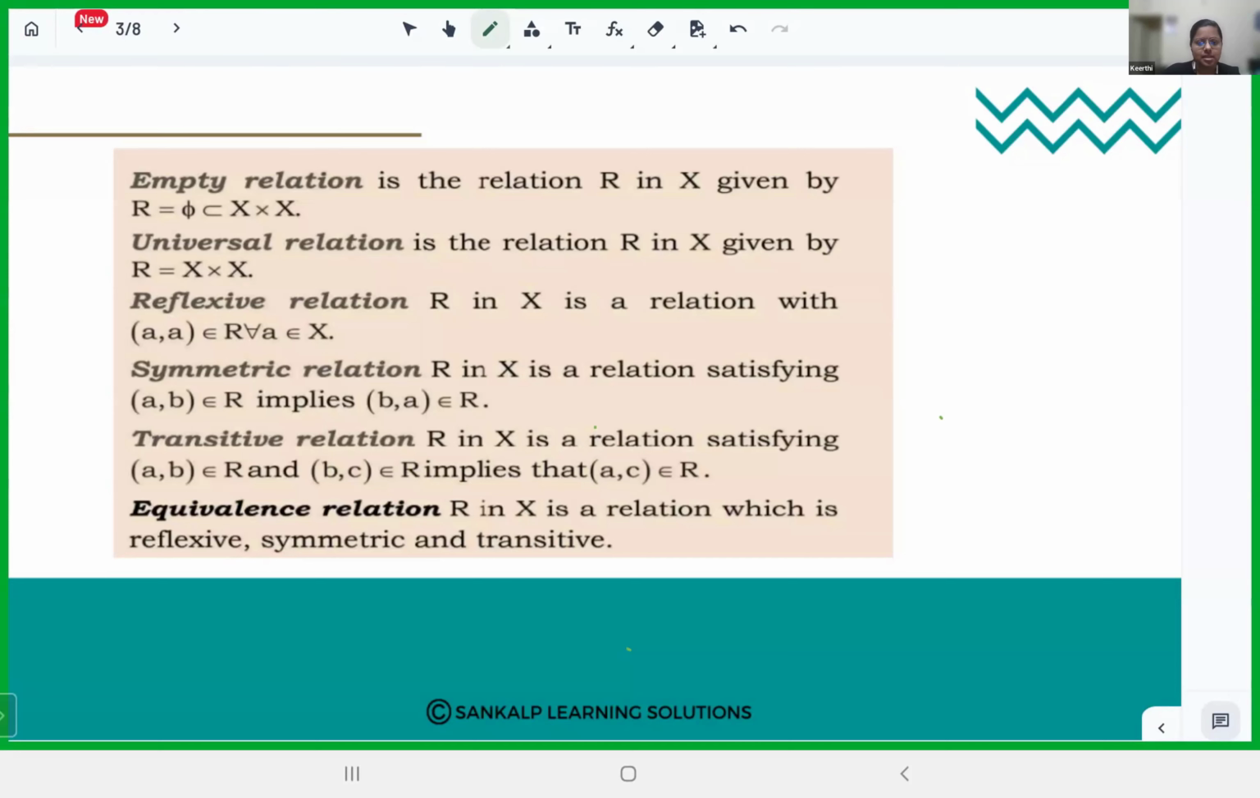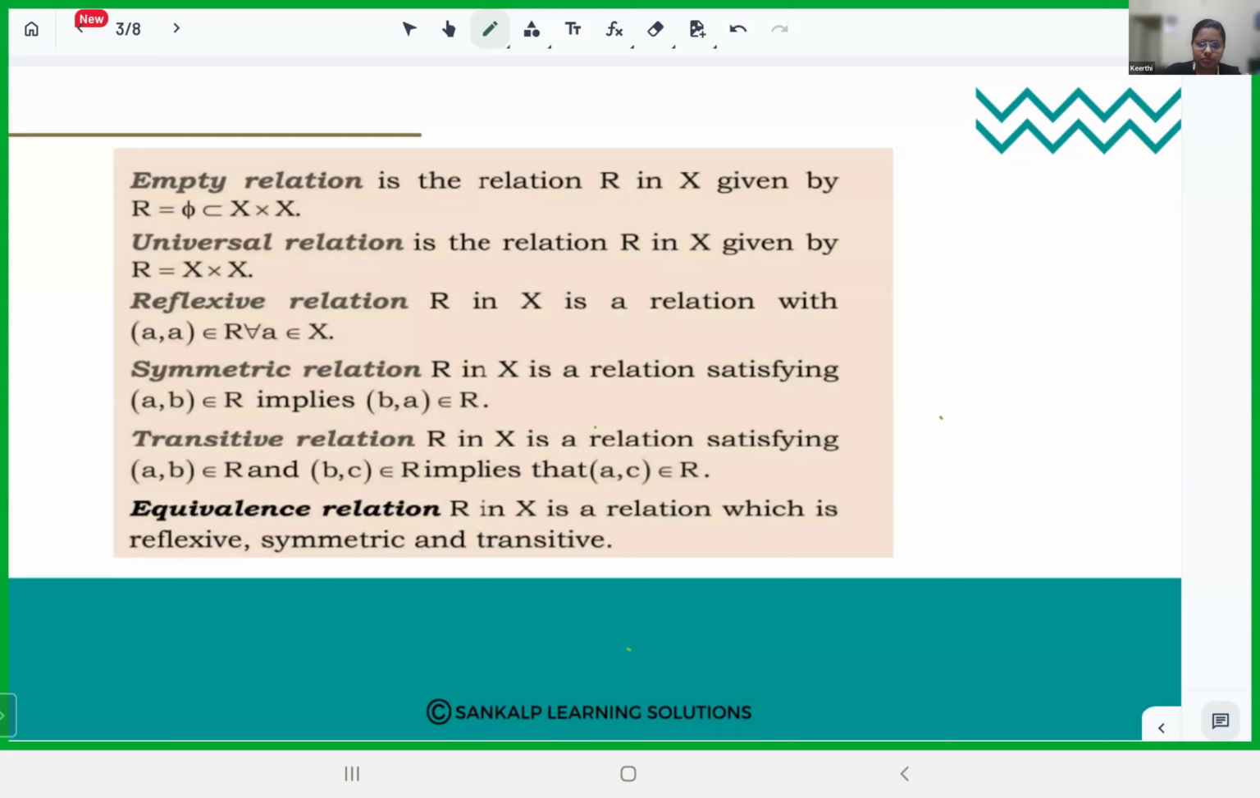A function is a specific type of relation in which there is an extra condition. What is that condition? Each element in the first set should have one and only one image in the second set, right? So these are the basic knowledge about relation and function, and we extended those concepts in the second year, and we studied what an empty relation is and what a universal relation is. A universal relation is nothing but the complete Cartesian product, that is X cross X.